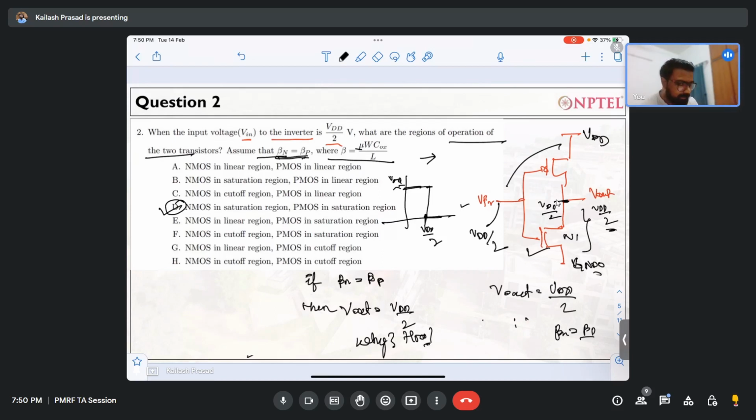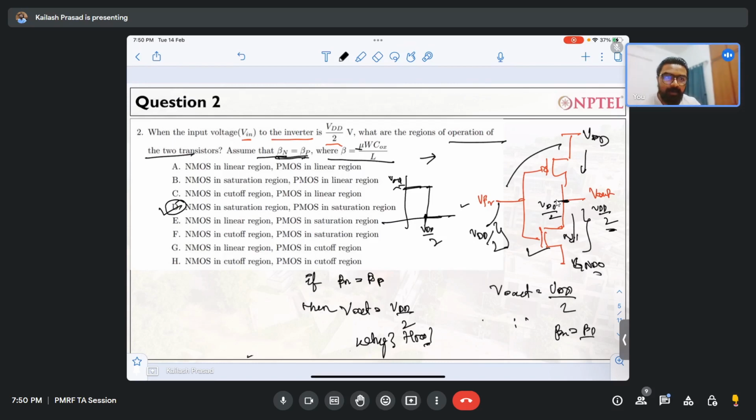See, let me explain what happens if beta n and beta p are the same. It means the current flowing through both the transistors, the current driving capability, becomes the same. When I say that current driving capability becomes the same, right? Now, if the current driving capability of two devices is the same, we say that the resistance of both the devices is the same, because that's the reason, right?